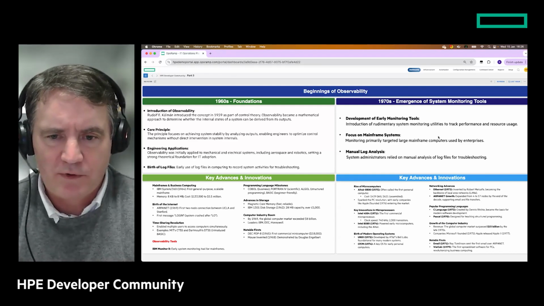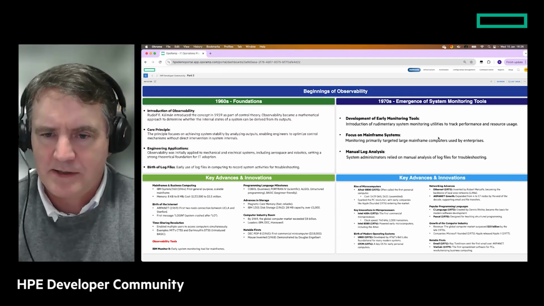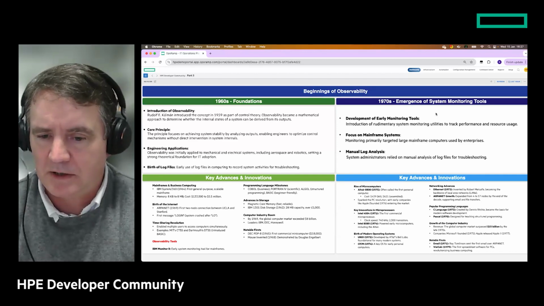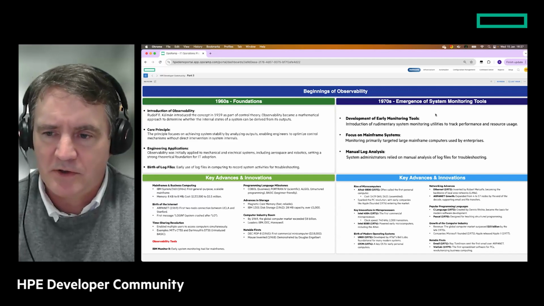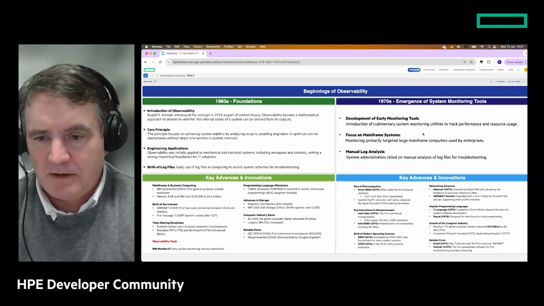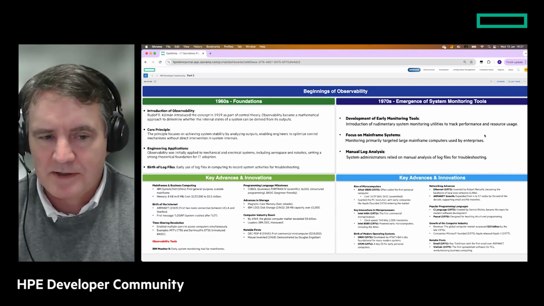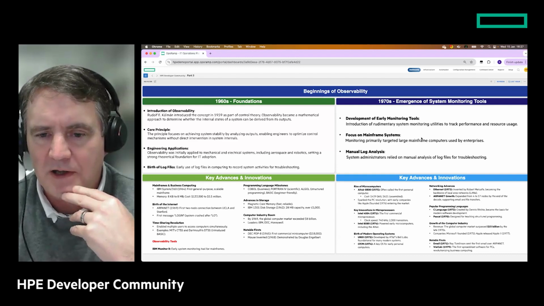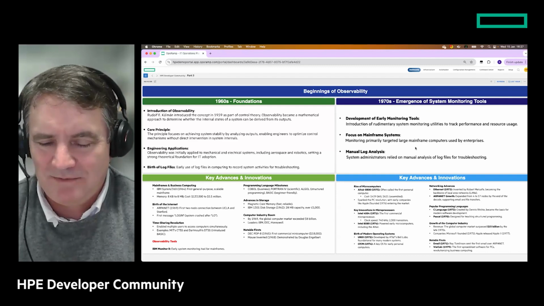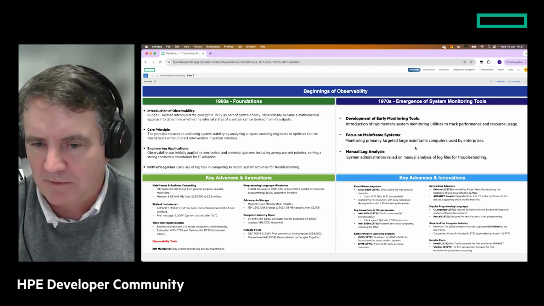Things started to evolve, though not very much in the 1970s, when I was researching this. Again, very, very rudimentary early development of monitoring tools, mostly for mainframes, because they were dominating the market at the time. It was used to track basic system performance and resource usage. Again, these types of computers were largely used by enterprises and, obviously, government agencies, in the industries that you see on the left here. And if you were a system administrator back then, you obviously had very, very rudimentary tools available to you.